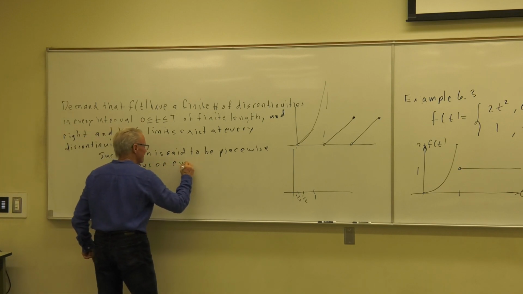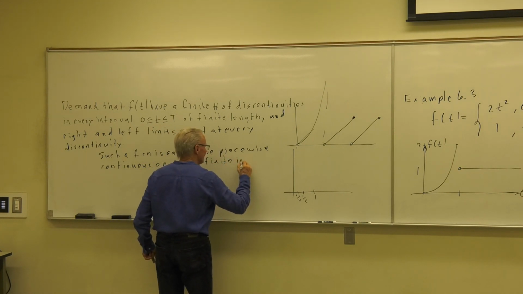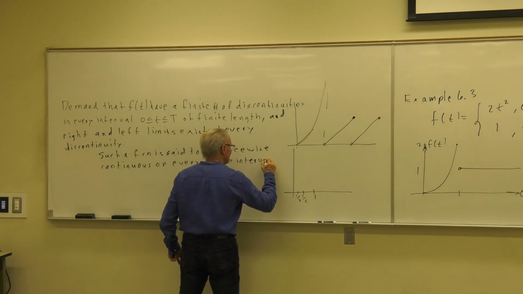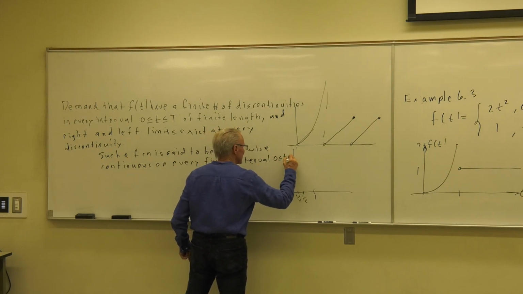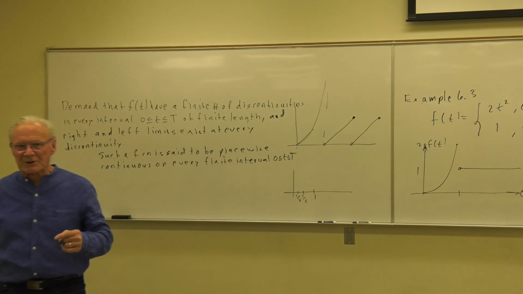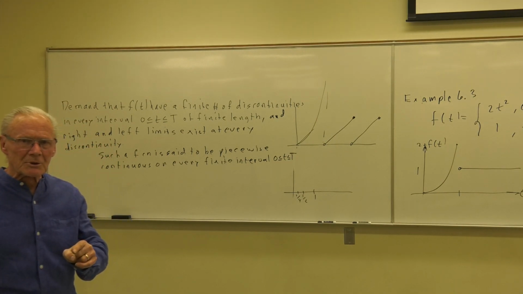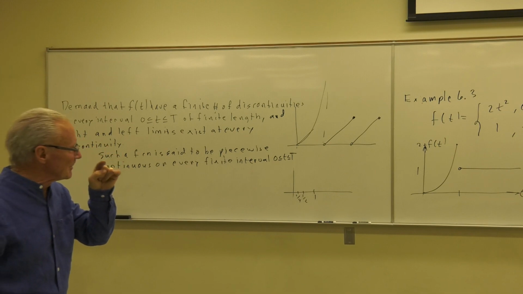On every finite interval, 0 less than or equal to t, less than or equal to T. That's what you mean by a piecewise continuous function on an interval. Finite number of discontinuities, and left and right limits must exist.